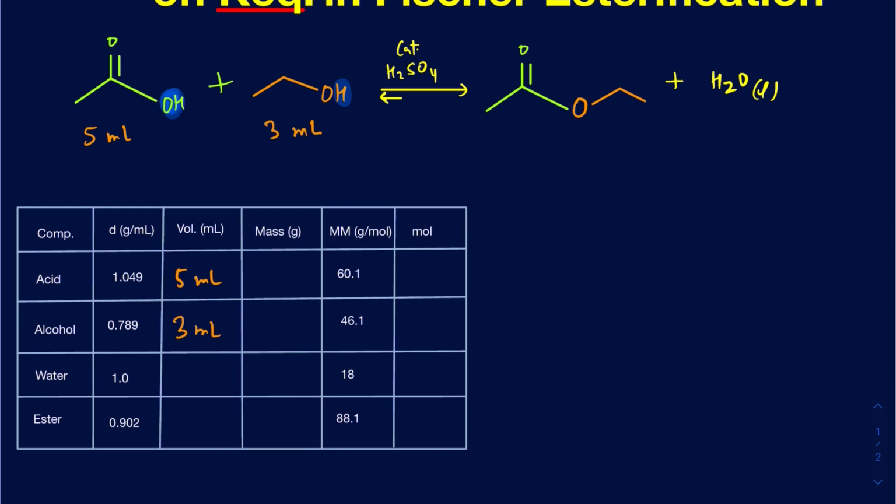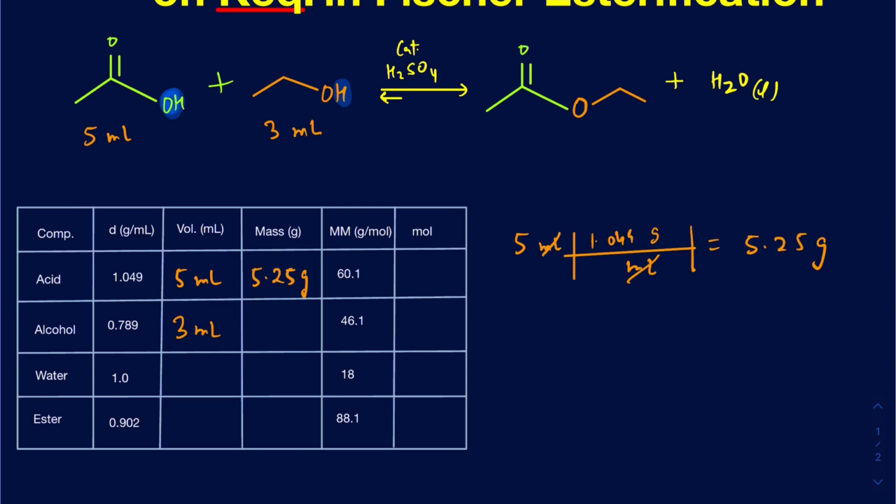So let's start out with your acid first. So we are using 5 milliliters. In that 5 milliliters, I can use the density of acid, which is 1.049 grams per milliliter. That way your milliliters cancel, and then you just multiply that by 5. So that's going to be 5.25 grams. All right, I'm just going to keep 2 decimal places for right now.